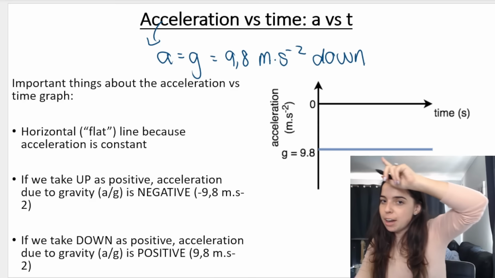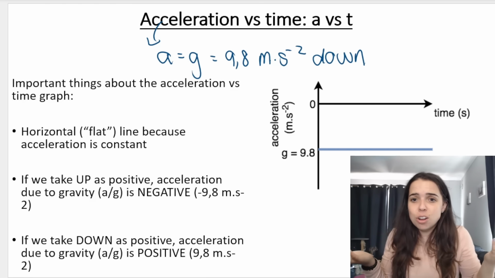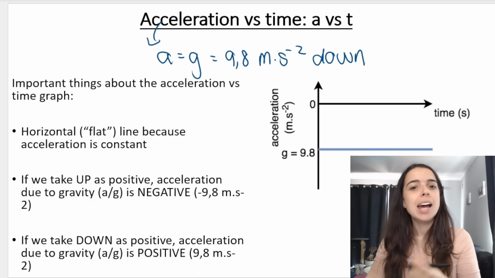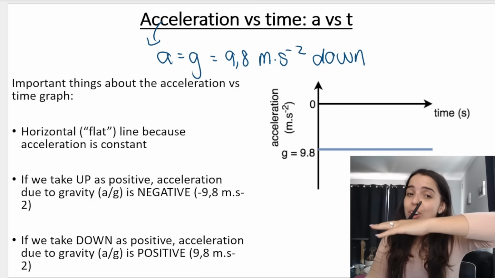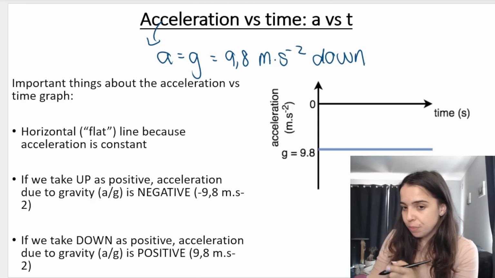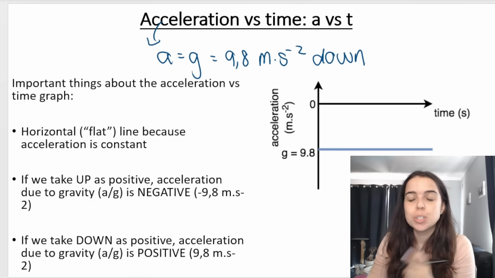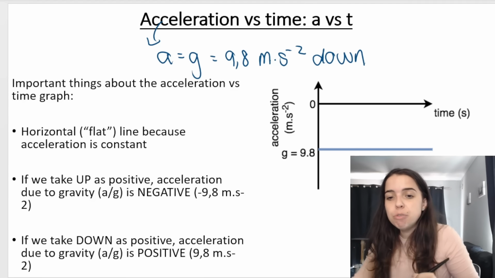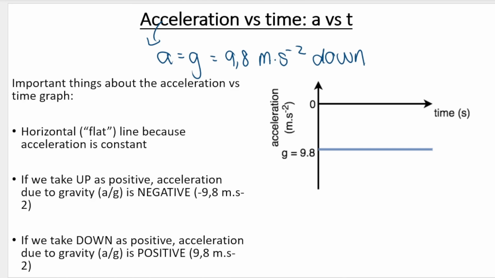Take a look at the acceleration versus time graph right here above my head. Do you see this blue line over here? That is constant. Acceleration is 9.8 meters per second squared. And that means it'll always be a horizontal, flat line. Just be careful. If we choose up as positive, which way does acceleration due to gravity go? If up is positive, acceleration due to gravity is always down, so it's going to be negative 9.8.